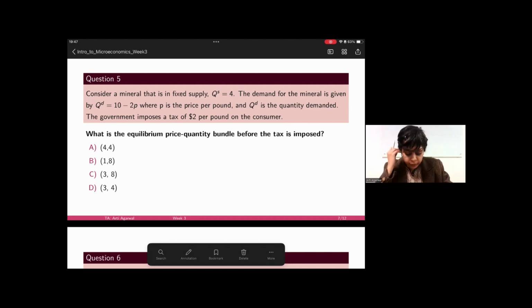Consider a mineral which is fixed in supply, QS equal to 4, and the demand is given by this function, 10 minus 2P. Now, a government imposes a tax of 2 per pound on the consumer. Okay, 2 per pound. All right. So this equilibrium quantity, can you calculate? Just quickly calculate the equilibrium price and quantity. I'm just muting myself. Okay. Before the imposition of tax.